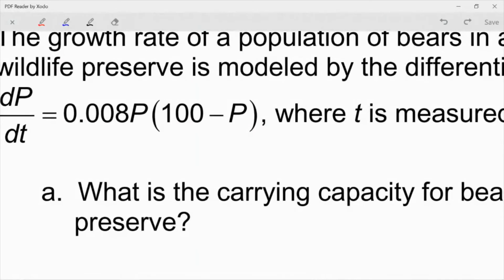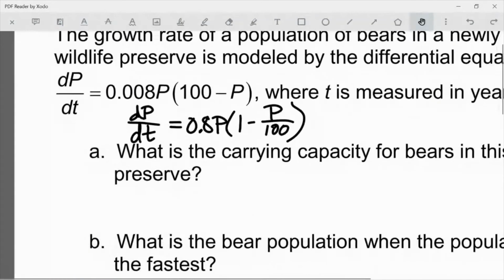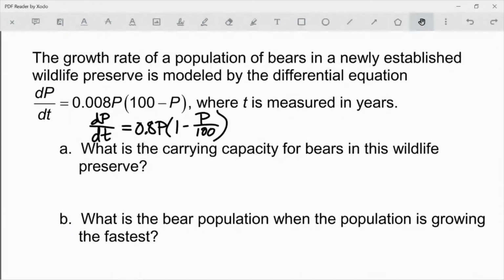Okay, so first of all, this is not in the form of a logistic differential equation, or at least not the standard form right now. In order to have the standard form, I need this value to be a 1. So I'm going to factor out a 100 to get this into the correct form. So dP/dt, when I factor out a 100, becomes 8P times (1 minus P over 100). Okay, now I have it in that standard logistic differential equation form. From that, I can see the carrying capacity is 100. I can see my proportionality constant is 0.8.